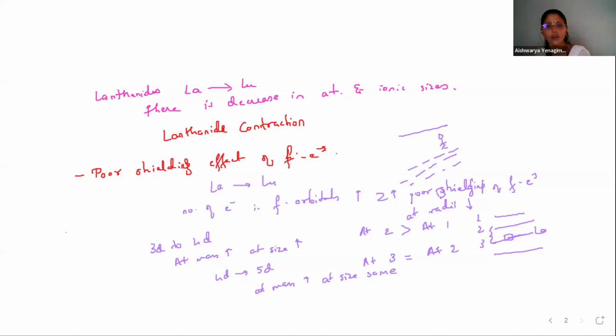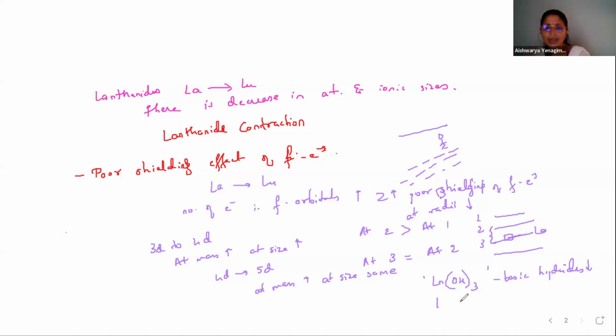Coming to the third point, that is the basic character of hydroxides. How do we represent hydroxides of lanthanides? Lanthanide is generally represented as Ln, and any hydroxide of lanthanide is Ln(OH)3. Metals with larger ionic radii give strongly basic hydroxides. Along the lanthanide series, ionic radii gradually decrease, so basic character also goes on decreasing.